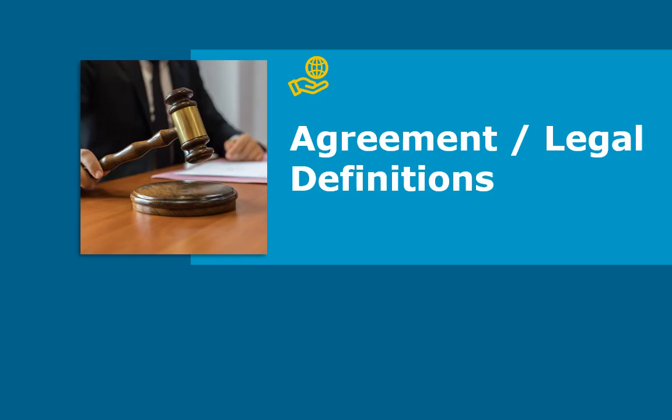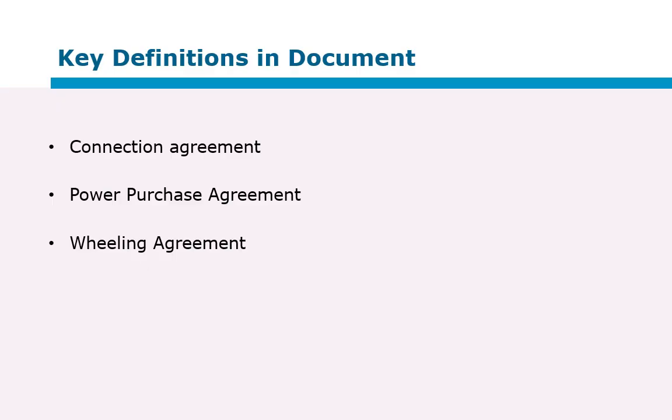And the third leg is the agreement or legal definitions. We will discuss the different agreements in a later video, but for now, a high-level discussion on some of the important topics. All prosumers or generators will have an updated connection agreement. This defines the relationship between the distributor or NSP and the customer.